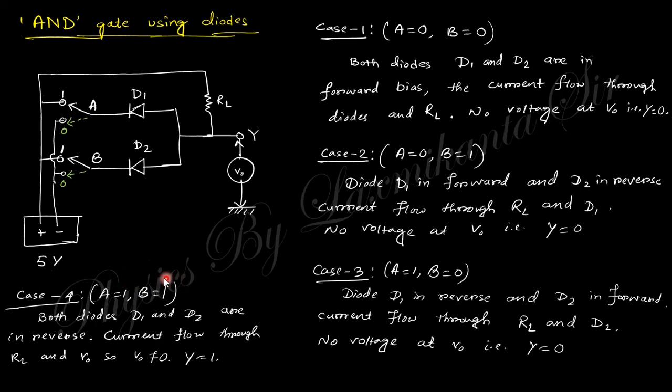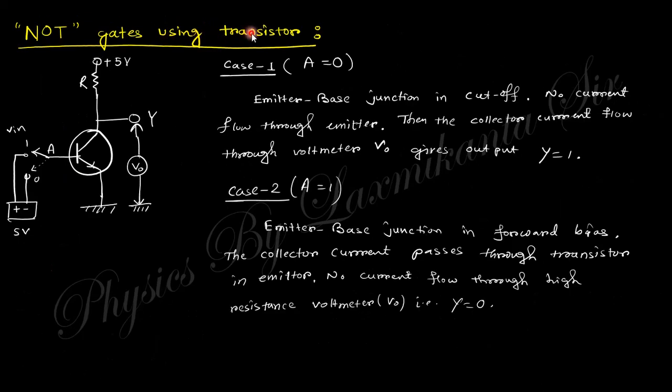But when both are 1, both diodes are in reverse bias, so no current flows through the diodes, then the current flows through the voltmeter and we obtain the output voltage. So this is the AND gate. You can see when A 0, B 0, the output is 0; A 0, B 1, the output is 0; A 1, B 0, the output is also 0; but when A 1, B 1, the output is 1. So this is the AND gate using diodes. Next thing is the NOT gate using transistor.